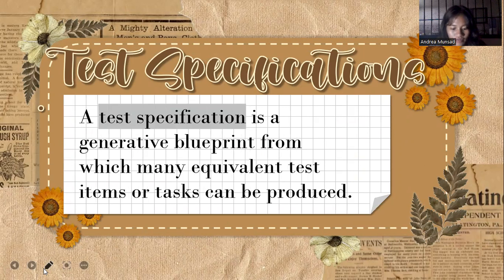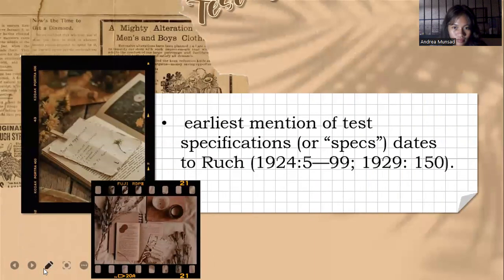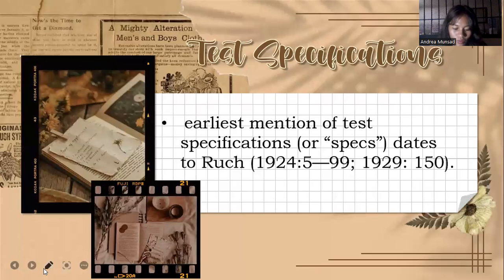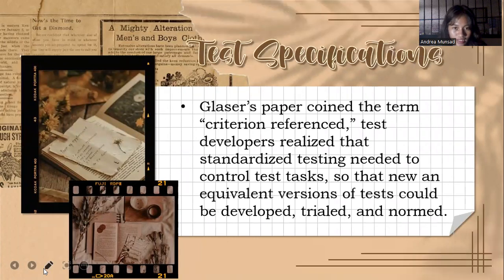Perhaps the earliest mention of test specifications, or specs, dates to Roche. Prior to Glaser's paper that coined the term criterion reference, test developers realized that standardized testing needed to control test tasks so that new and equivalent versions of tests could be developed, trialed, and normed. Early conceptions of test specifications reflected the then prevalent normative views of test development, and the goal of these early specs was to generate tasks of varying difficulty levels.